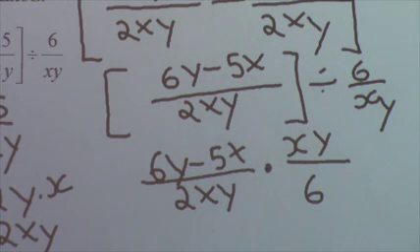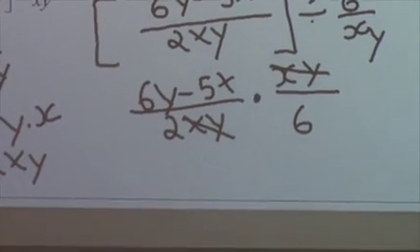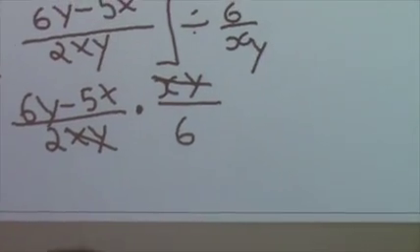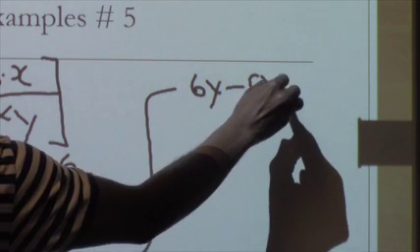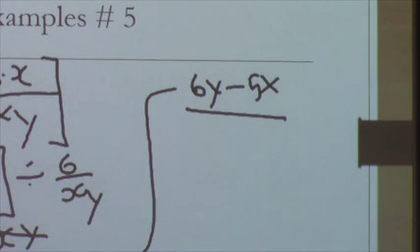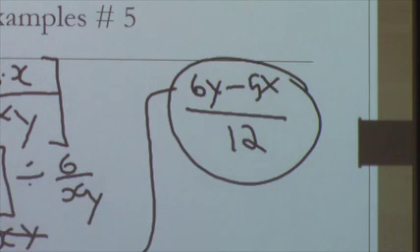So let's see what happens here. xy is going to cancel. So what do we have left there? It's going to be basically 6y minus 5x over, at the bottom we have 2 times 6 is 12. That's all we can do about this. Let's take on another example.